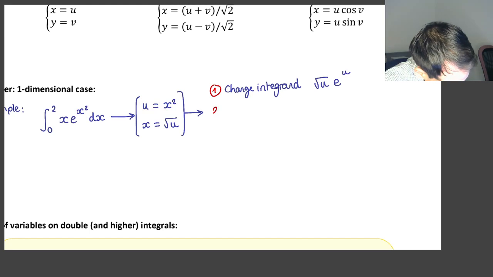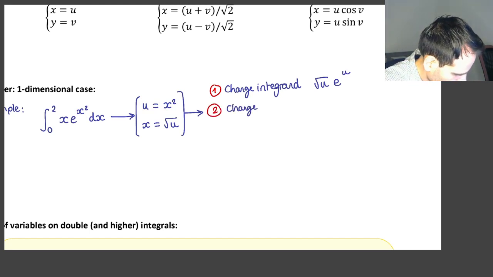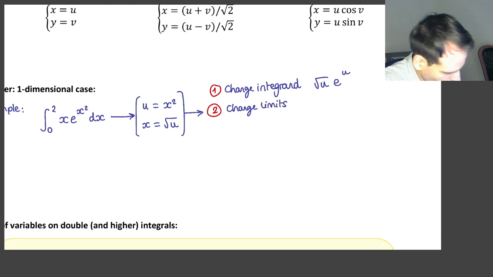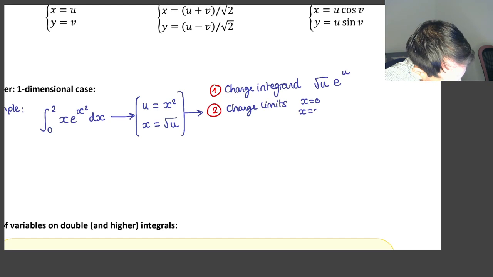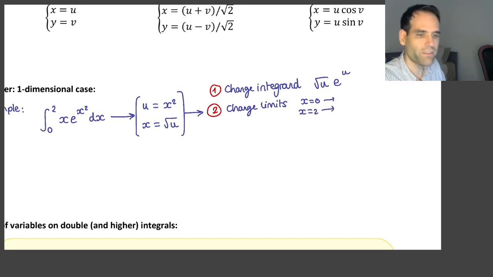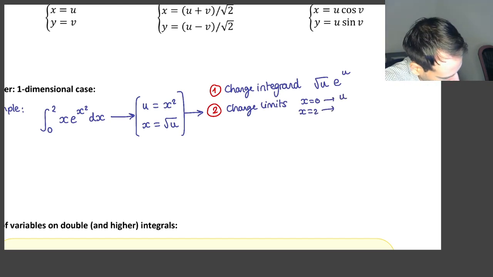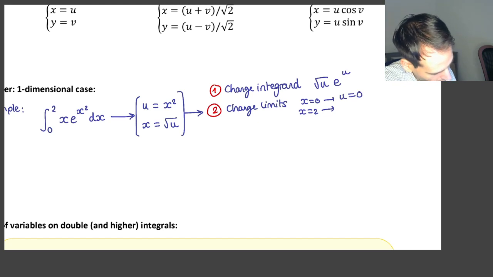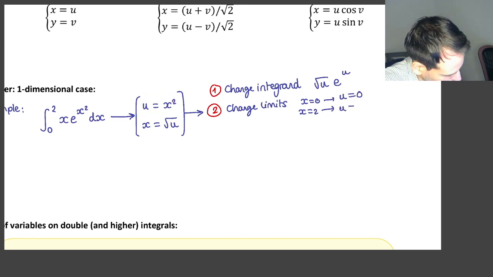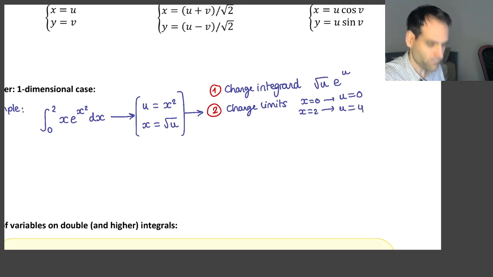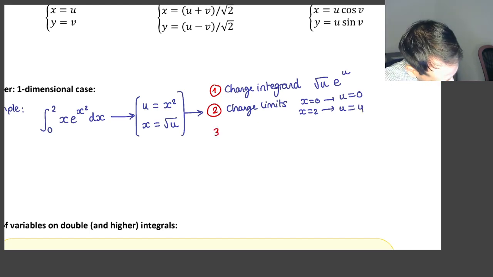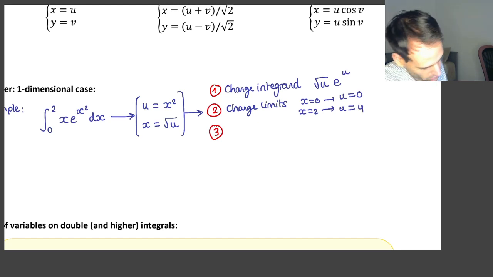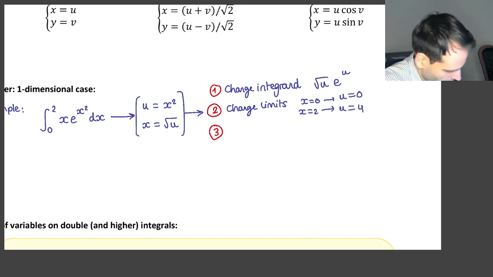The second thing you do is you change the limits. So now the limits are x equals 0 and x equals 2. So now you need to find the corresponding limits in u. So x equals 0 corresponds to u equals 0, and x equals 2 corresponds to u equals 2 squared, u equals 4. Okay? And finally, last but not least, you change the differential.